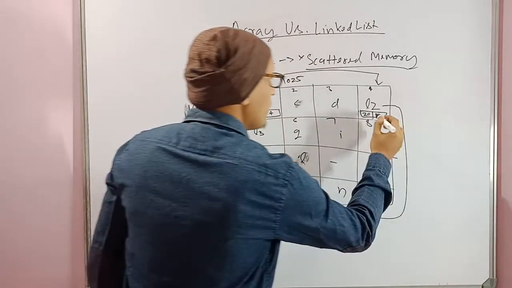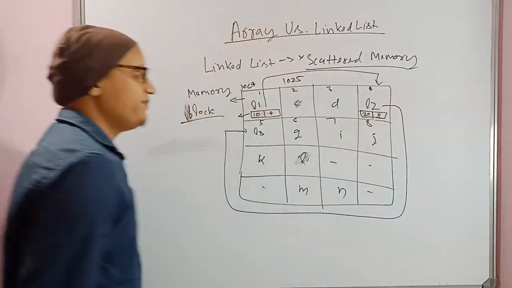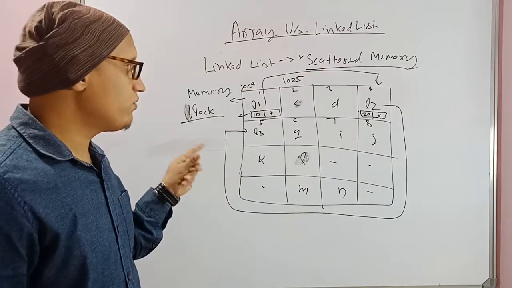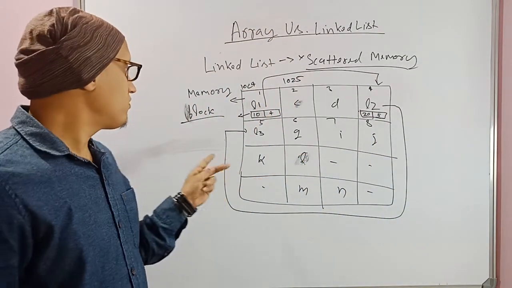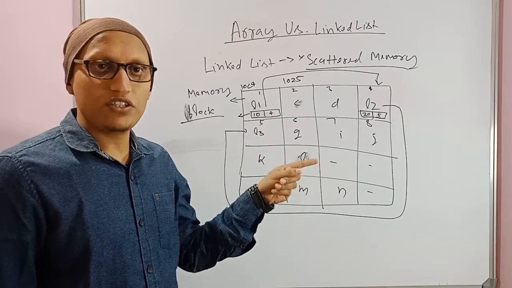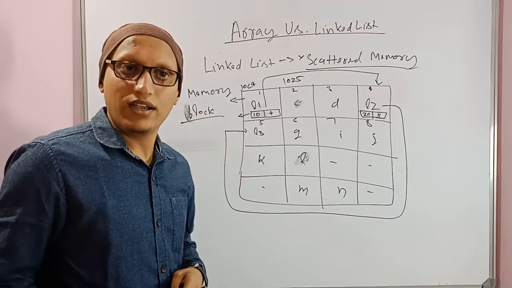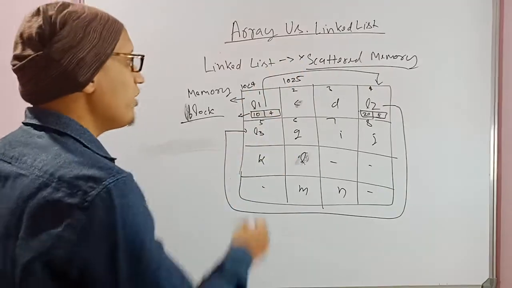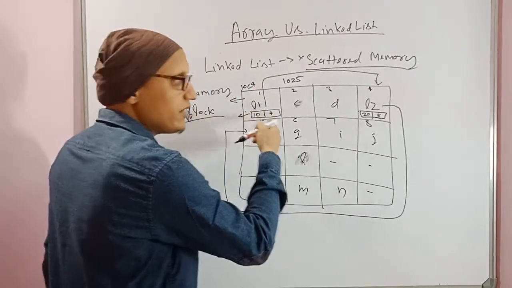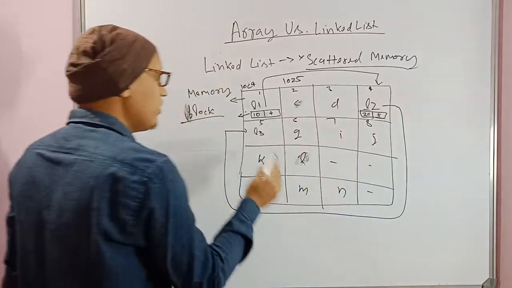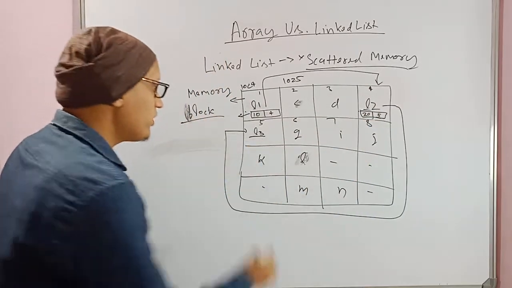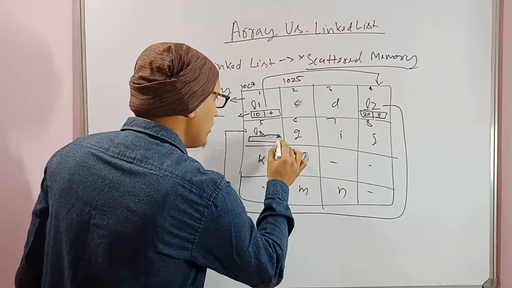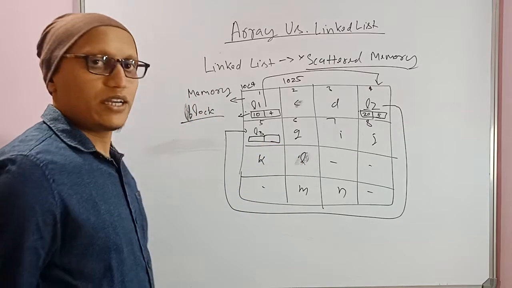20, and what is the memory location? 5. So in this, what we are doing, we are just trying to use the memory locations which are free, and we are not restricting anything to contiguous memory locations. That means a scattered memory. One data can be stored here, one data can be stored here, one data can be stored here. So we are not bothering about where the continuous memory location is.